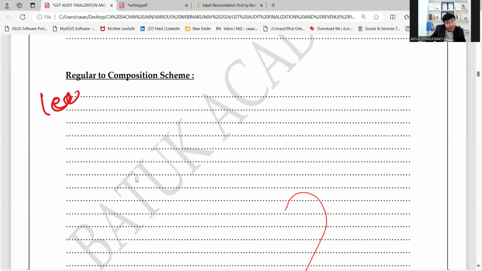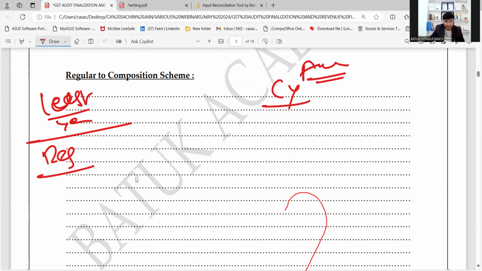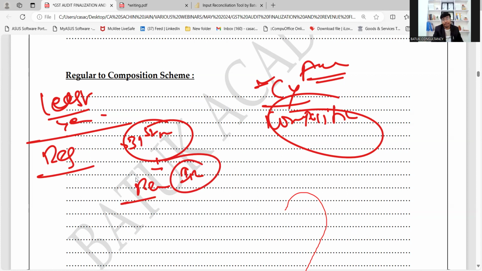Suppose last year, that means the year before the audit, that person was regular. During the current year, that means your audit year, that person is under composition. Last year that person was eligible to claim the input tax credit, but in the audit year that person is not eligible to claim any input tax credit because that person has opted for the composition scheme. Now whatever stock is in hand as on 31st March, that person has to reverse the input tax credit.